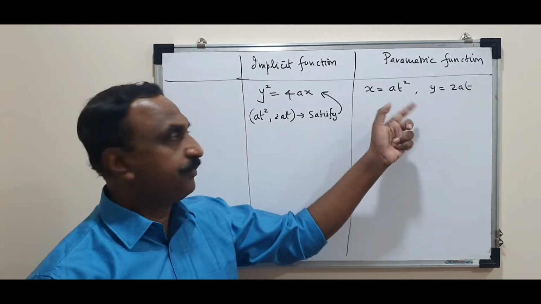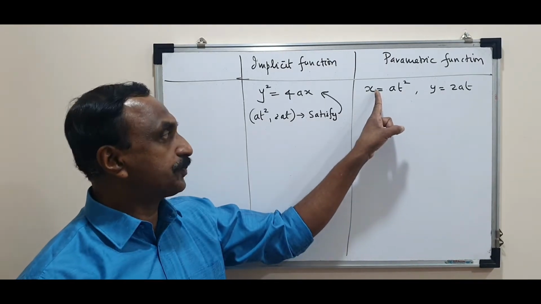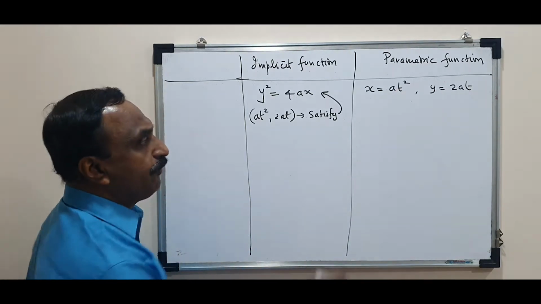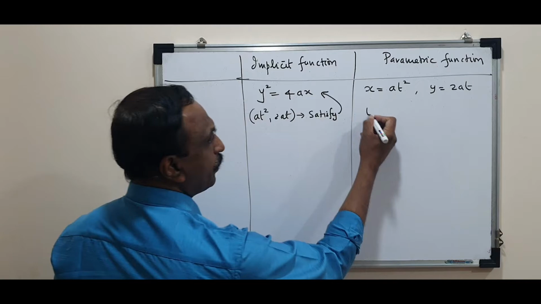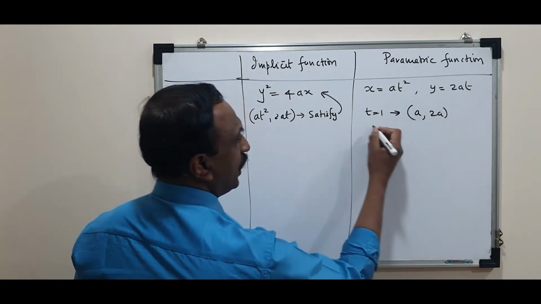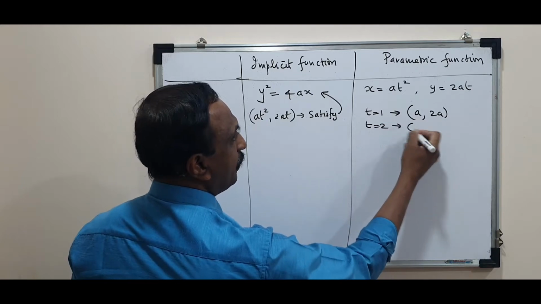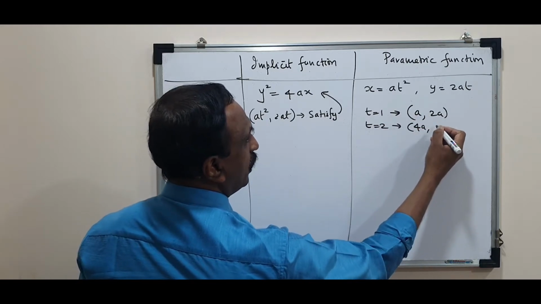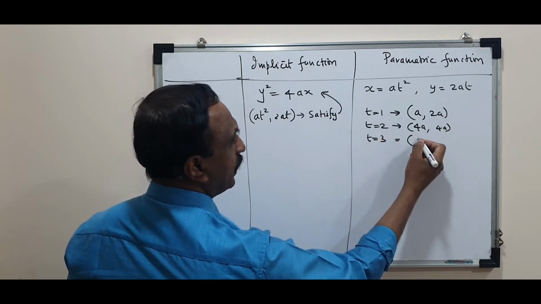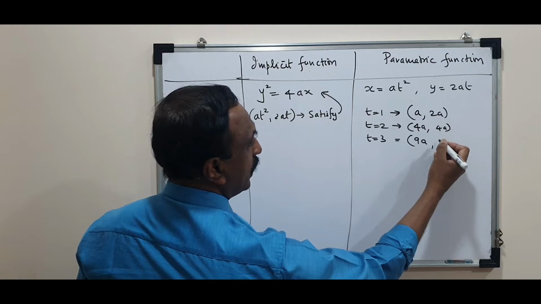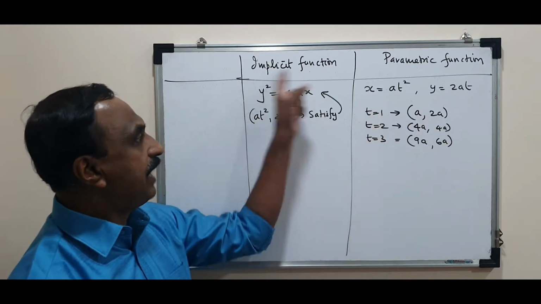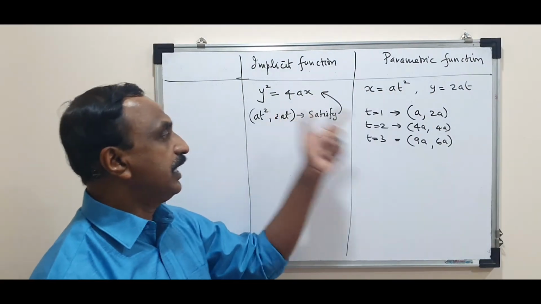Another way of expressing every point of the parabola is x coordinate is at square and y coordinate is 2at. Suppose I put t as 1, I'll get the point (a, 2a). If I put t as 2, I'll get the point (4a, 4a). If I put t as 3, I'll get the point (9a, 6a). So as I put different values of t, every point of this curve is obtained.